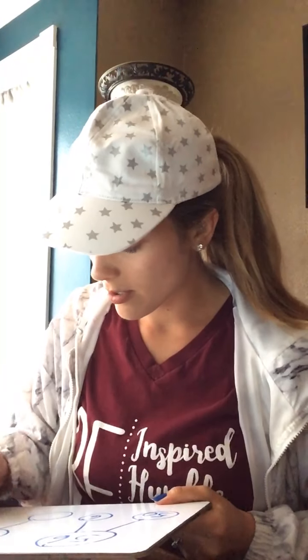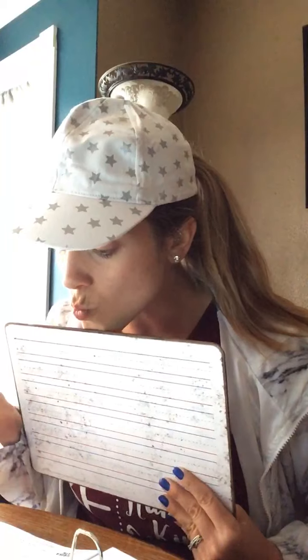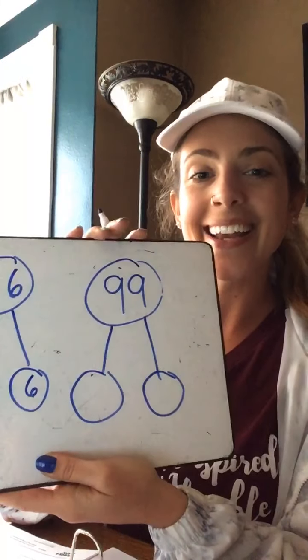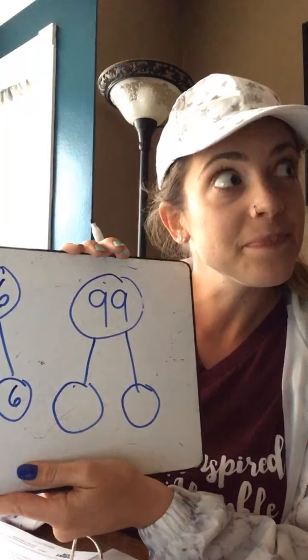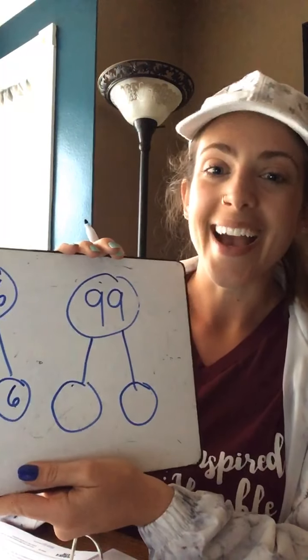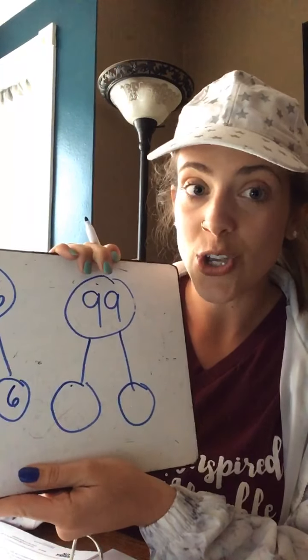All right, let's try a couple harder ones. It's going to get harder and harder. Draw another number bond. Let's do 99. That's a pretty big number. Can you solve that one? 99. Go ahead and pause your video and see if you can solve. Okay, let's go ahead and solve it together, and this will show you if you got it right.